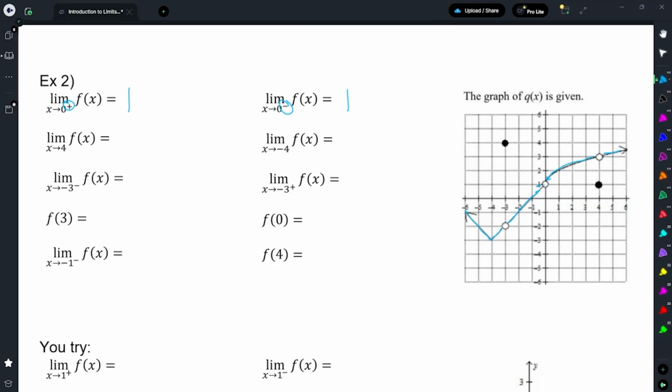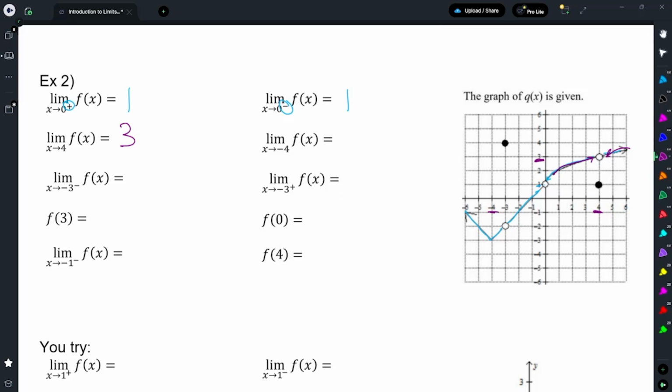Now the next one, the limit as x approaches 4. There's no positive or negative up here, so we have to look at both sides. So here's x equals 4. As we get closer to x equals 4 from the left and the right side, we're approaching the same y value of 3. So the limit is 3. So we did not need to write out separately both sides of the limit, because we were able to look at it analytically.